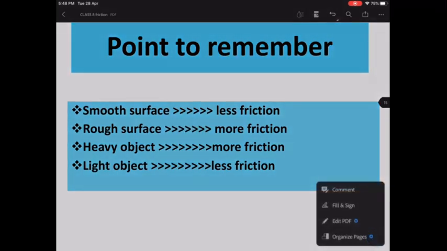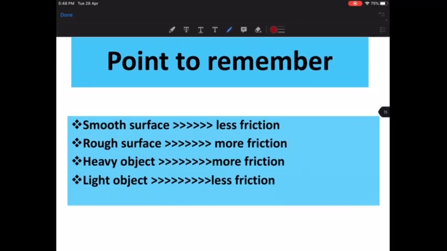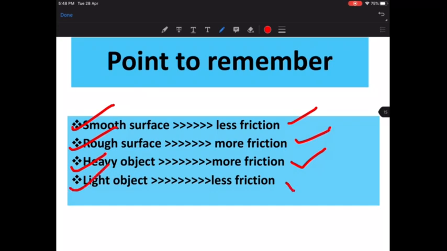So these are the points to remember from what we learned in this class. If the surface is smooth, then friction will be less. If the surface is rough, then friction will be more. However, if the object is heavy, then friction will be more. If the object is light, then friction will be less.